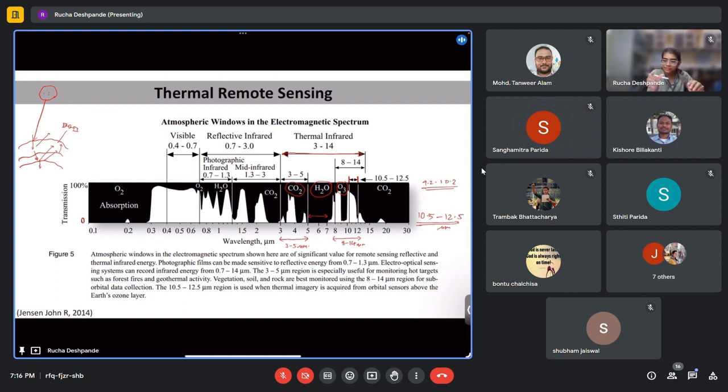Okay, so there are these different windows. So you have this 8 to 9.2 also here, this small window, or here after this absorption band. So you have these small windows. So the satellites are designed to be sensitive in these windows because if there is a lot of absorption, then there is no point in making the satellite work in that range. So this is how we can check the atmospheric windows, which would be useful for our thermal remote sensing.